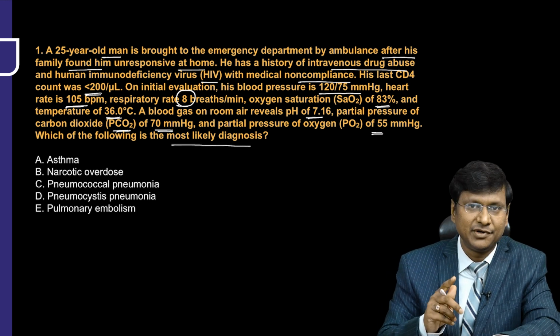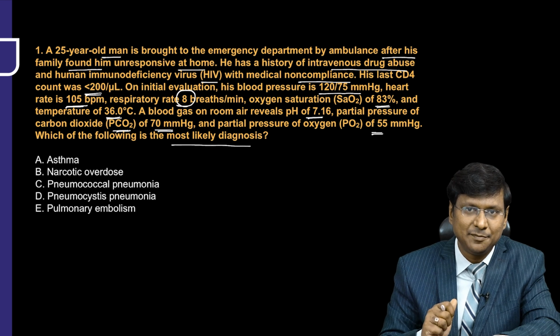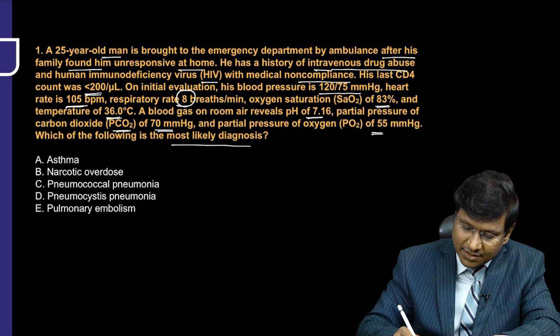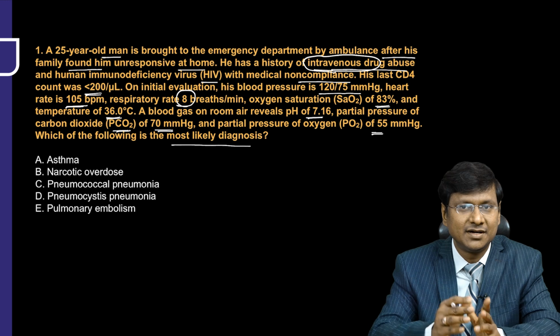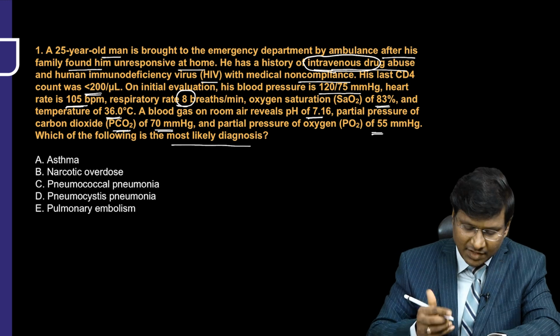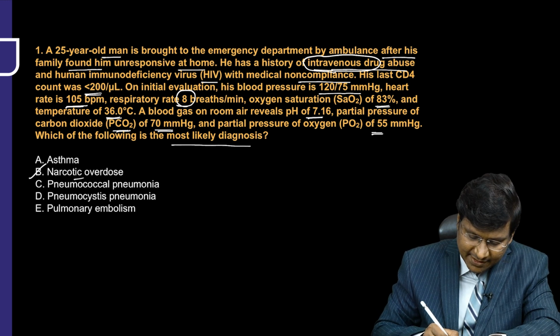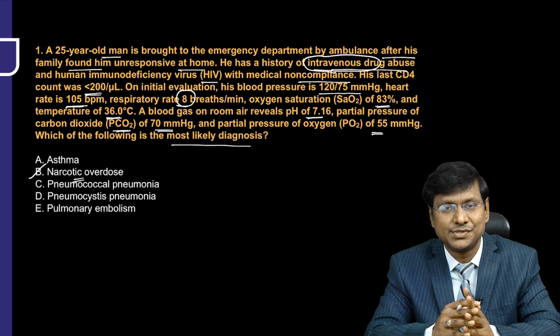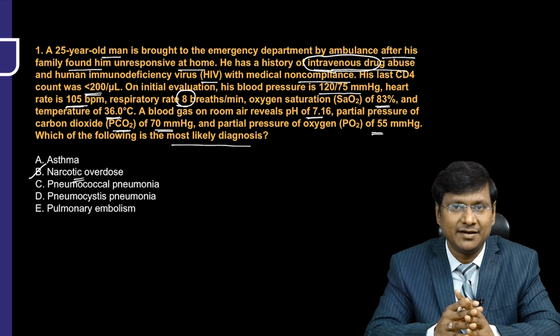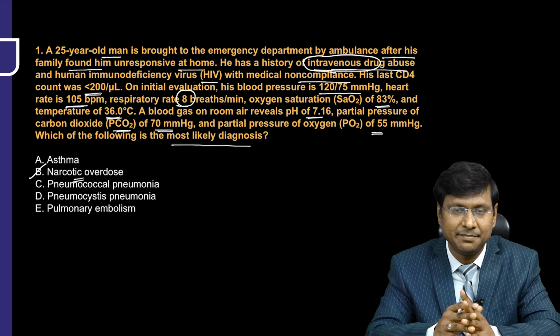So a very important point here is the respiratory rate of 8 per minute, and the individual is having intravenous drug abuse. That itself tells us that the individual is under the effect of a narcotic overdose, because it is the narcotics which will reduce the respiratory rate. They will cause respiratory center depression.